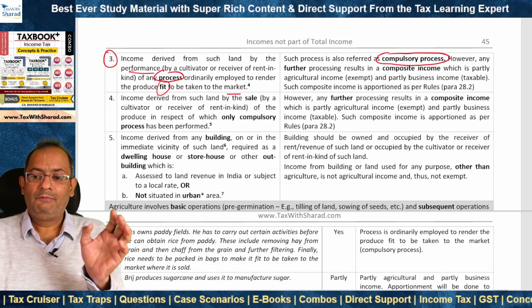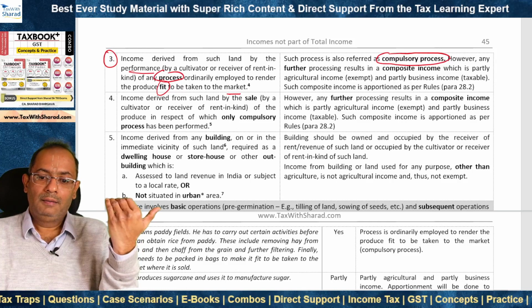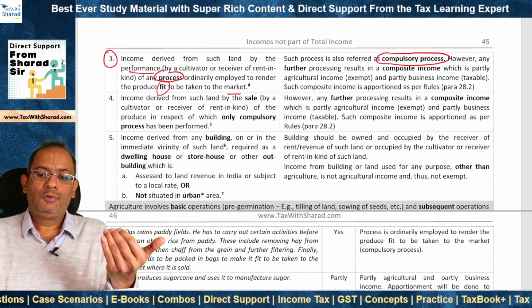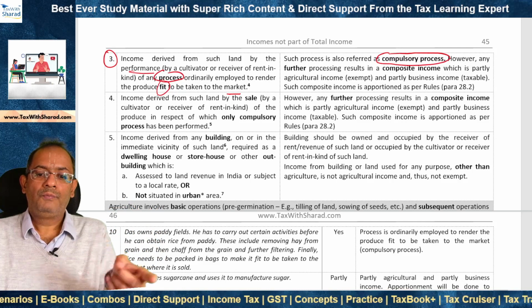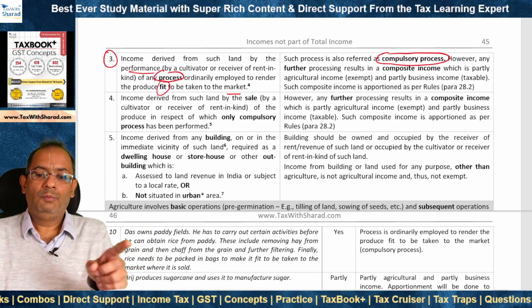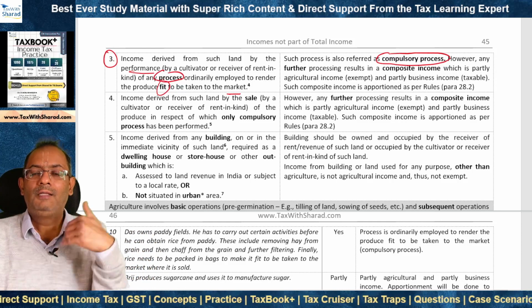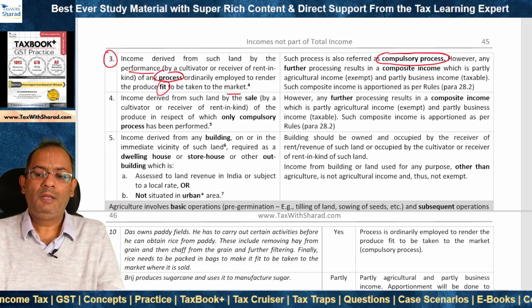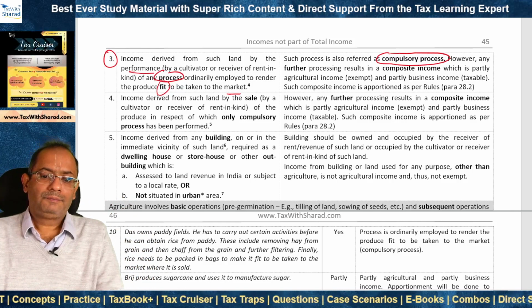Compulsory process means that without such process, it will be next to impossible for the cultivator to take the produce to the market, to make it fit to be taken to the market. That's why such process is required to be performed, right?